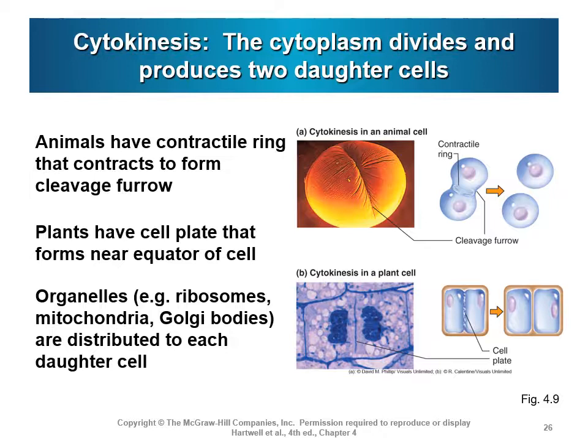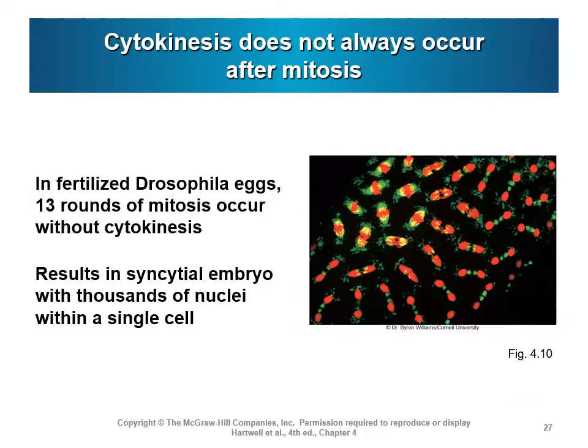Here is a comparison of the cytokinesis for plants and for animals. In the case of animals, there is a formation of a cleavage furrow during the cell division, and in the plant case, instead of a cleavage furrow, there is a cell plate formation around the cell, which is basically made out of sugar. In some organisms, cytokinesis does not always occur after mitosis.